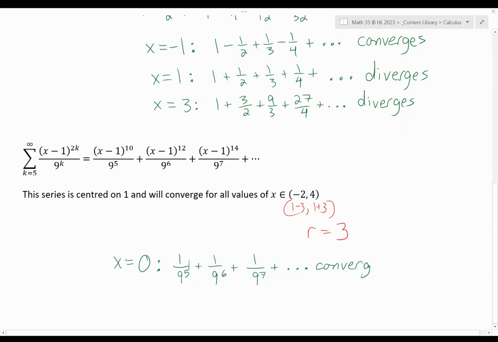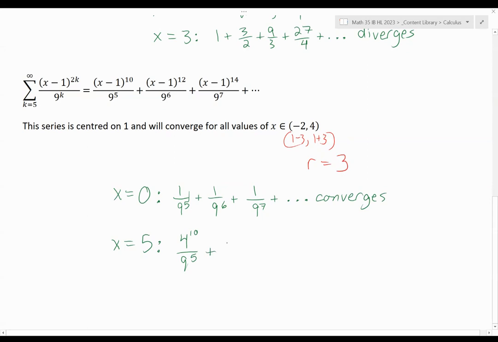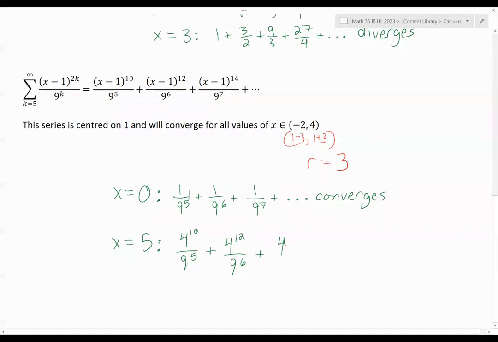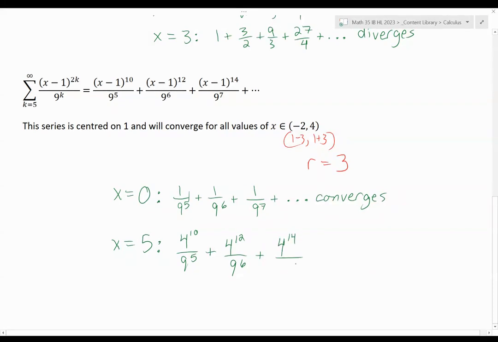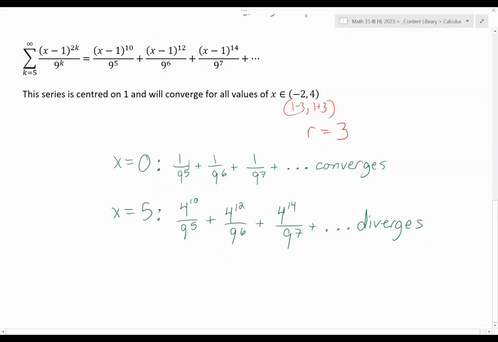Whereas if I consider something outside of that interval, so let's say, for example, x equals 5, then what I see in that case is 4 to the power of 10 over 9 to the power of 5, plus 4 to the power of 12 over 9 to the power of 6, plus 4 to the power of 14 over 9 to the power of 7. Our numerators are growing quite rapidly relative to our denominators. That does diverge. And in this particular case, neither of the boundaries will converge.